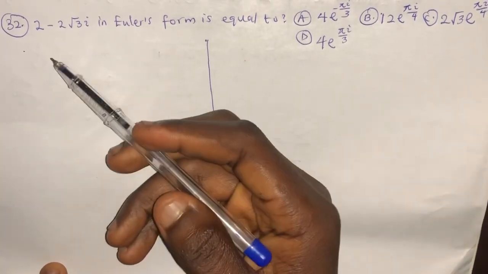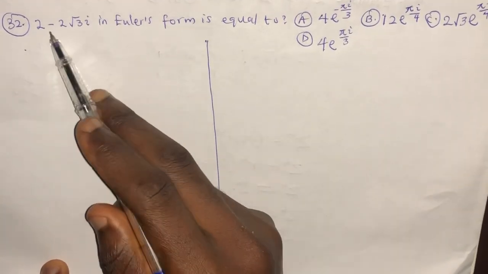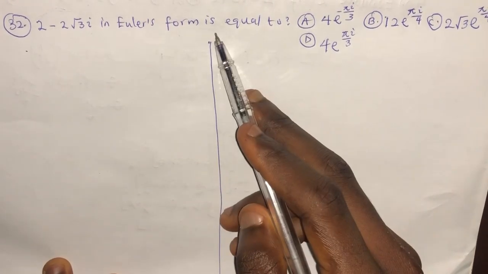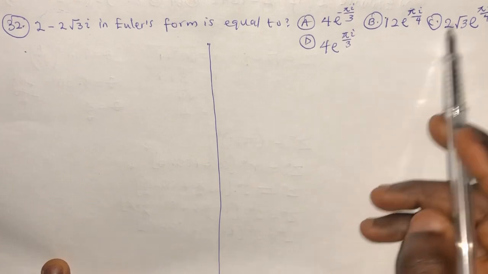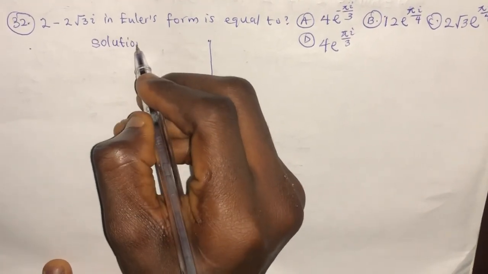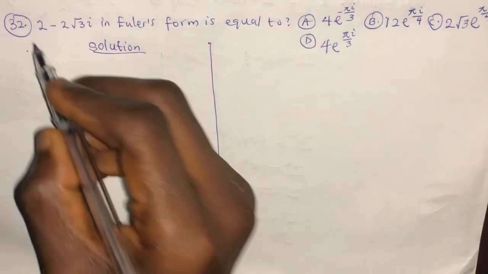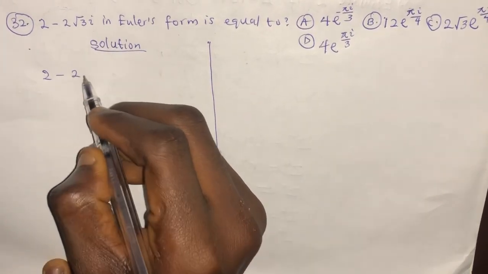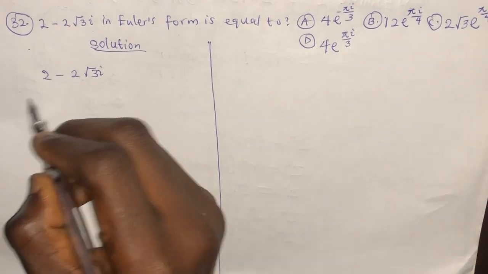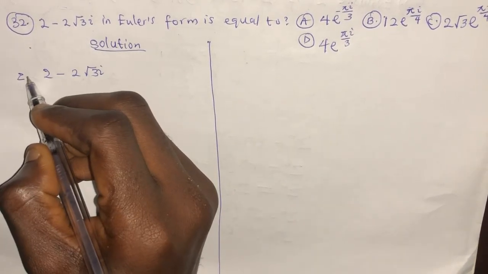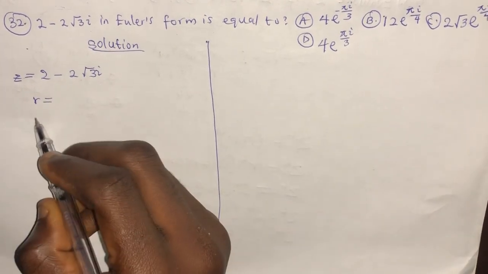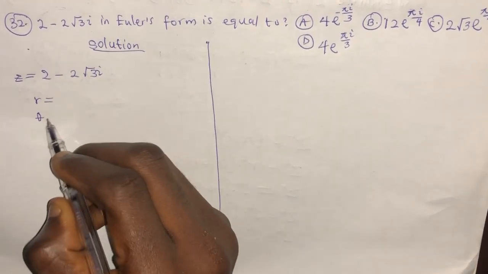For the second practice question, we're asked to write this function in Euler's form. So here are the options which we're given. Let's get right to the solution, no wasting of time. Whenever you have this, let me write the same question so that I'll start analyzing. Remember this is always a function of z, right? Then I'm going to find these two things, my modulus as well as my argument.